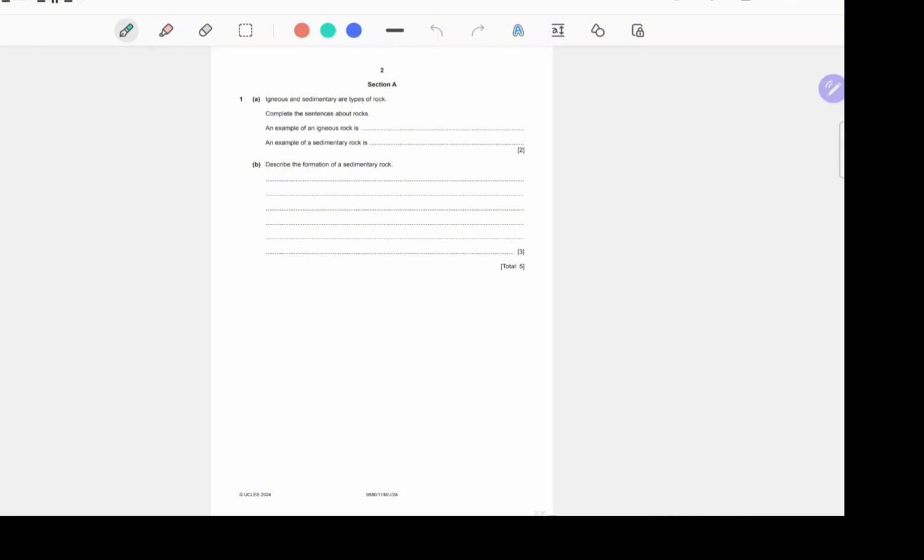Igneous and sedimentary rocks are types of rocks. Complete the sentence about the rock. An example of igneous rock: I think basalt, or we can write granite. Both are examples of igneous rocks.